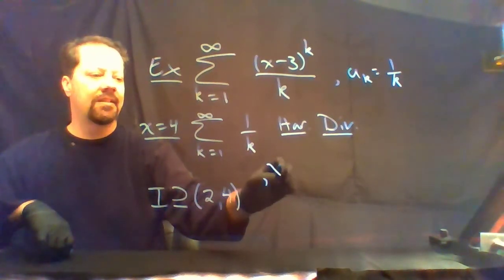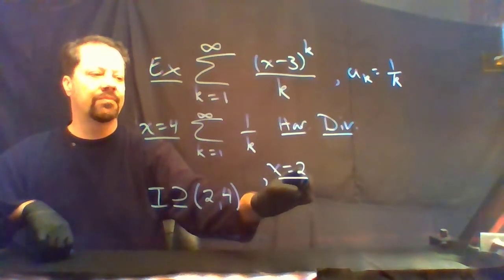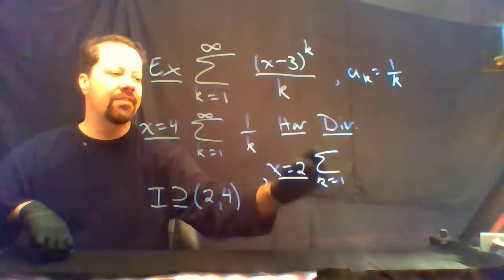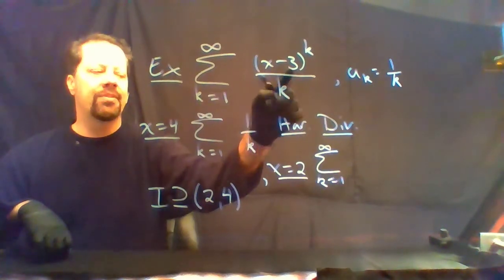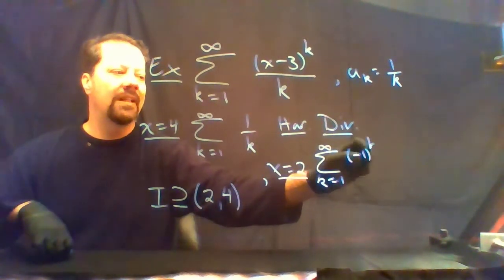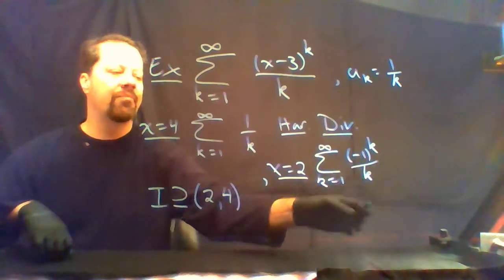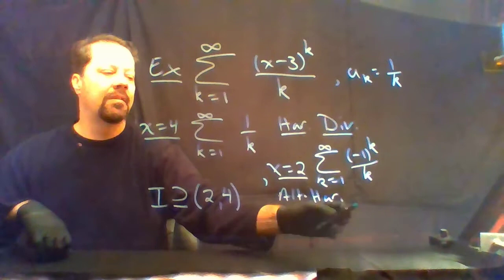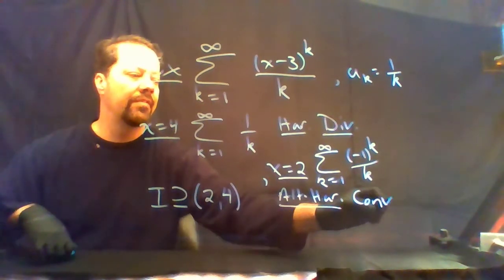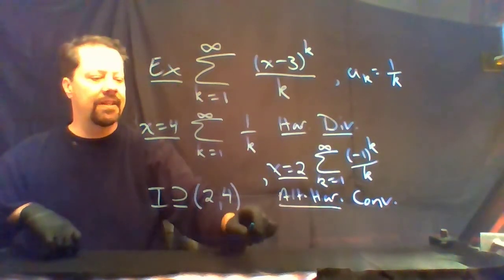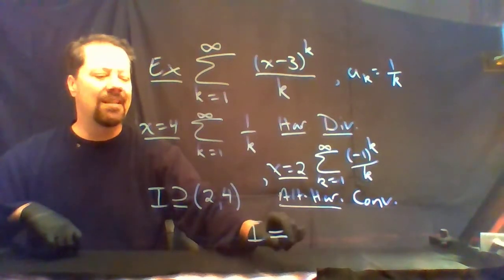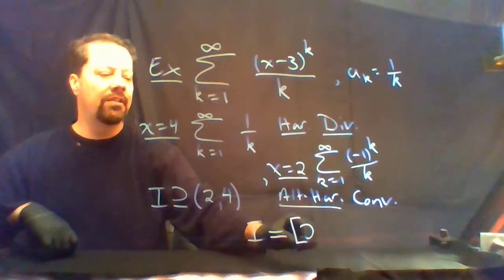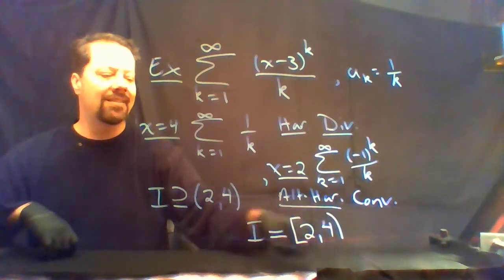Now let's test x equals 2. If x is equal to 2, we get the sum as k goes from 1 to infinity. 2 minus 3 is negative 1. We get negative 1 to the k divided by k. That is the alternating harmonic series, which converges. It follows then that the interval of convergence is equal to the half open, half closed interval, including 2, but excluding 4.